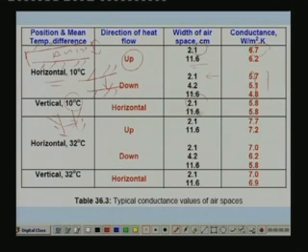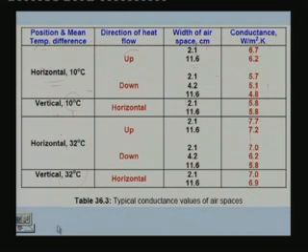Then depending upon the air gap, you have the conductance values 5.8, 5.84, air gap of 2.1 and 11.6 centimeters. Okay, similarly for 32 degrees centigrade, these are the conductance values, and if it is vertical, these are the conductance values. In general, you can see that when the temperature difference increases, the conductance value increases. Okay.